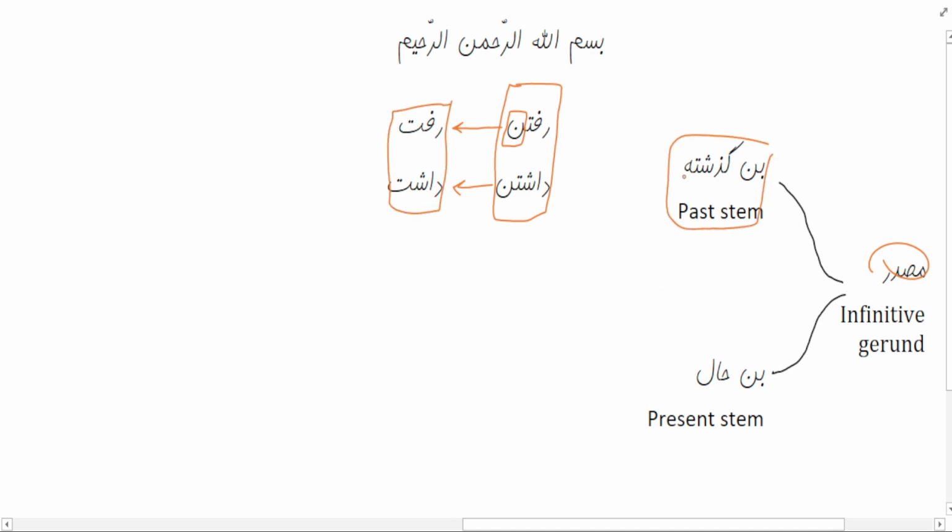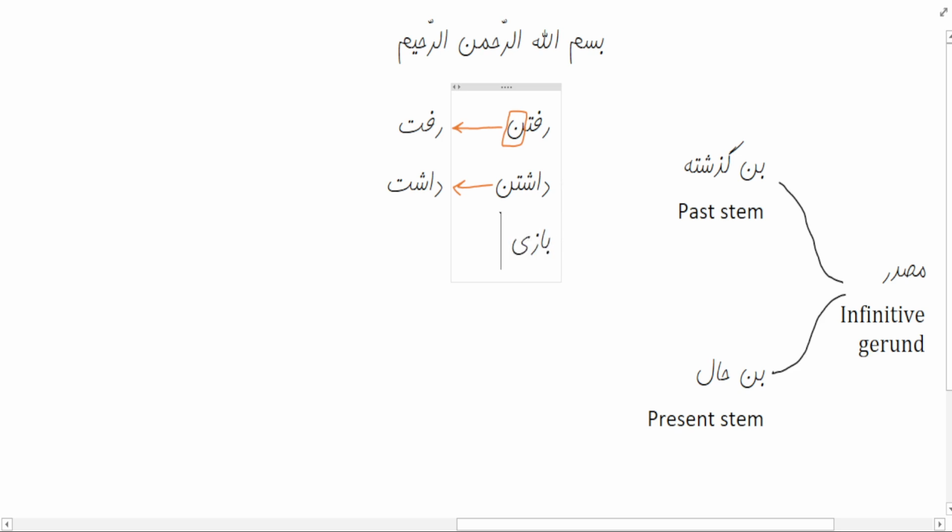So this column is mastars, and this column is bone gozashte or past stem. Easy, right? And as a last example, maybe a bipartite verb like بازی کردن. It means to play. And again, all we need to do is drop the last ne, the ending ne. So it will be بازی کرد. Done. You got the past stem this easy out of the mastar.